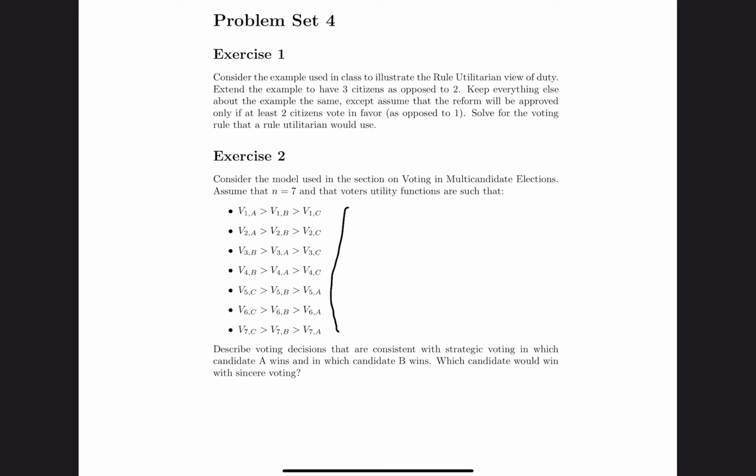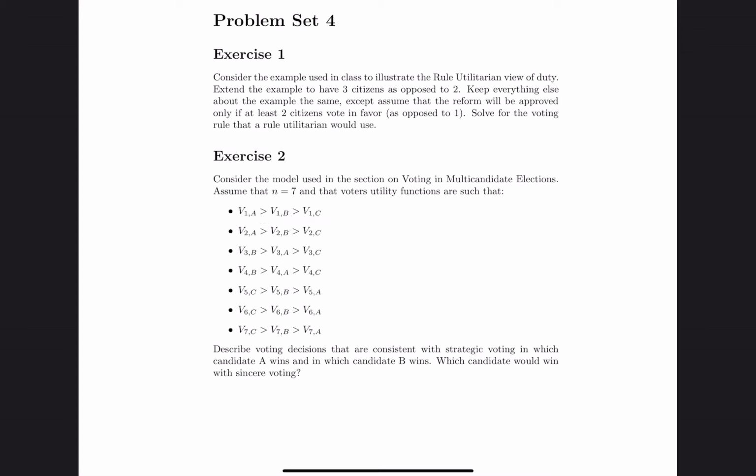And those expressions that you see here are basically their indirect utility functions of voting, given that one of the particular candidates is winning. So how do you read this? For instance, for voter 1, we have that he strictly prefers that candidate A wins before candidate B and before candidate C, and that's the way that you basically read this here.